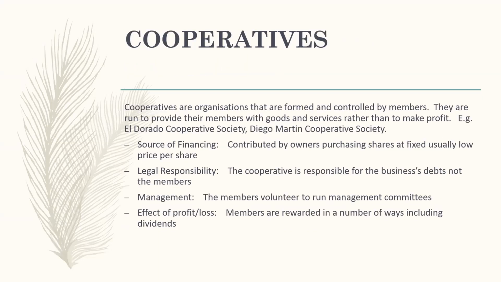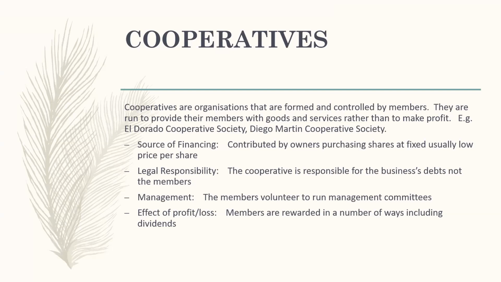Cooperatives. We are pressed for time. Cooperatives are organizations that are formed and controlled by members. They are run to provide their members with goods and services rather than to make a profit. We have at least two cooperatives that I'm familiar with: the El Dorado Cooperative Society, which is in Tunapuna, and the Diego Martin Cooperative, which is in Diego Martin.